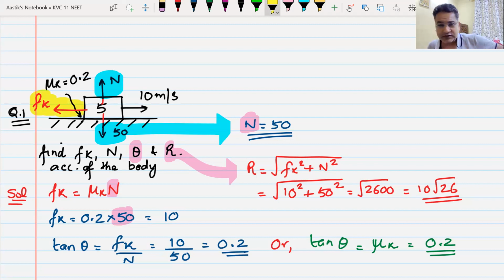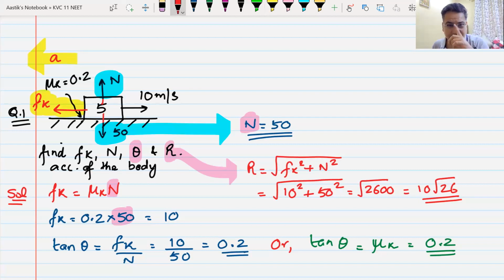The only force which is acting on the body in the horizontal direction, because vertical direction forces are equal, is the frictional force. Because of this frictional force, the body will have acceleration. The frictional force is in the backward direction, so the body will have acceleration in the backward direction.